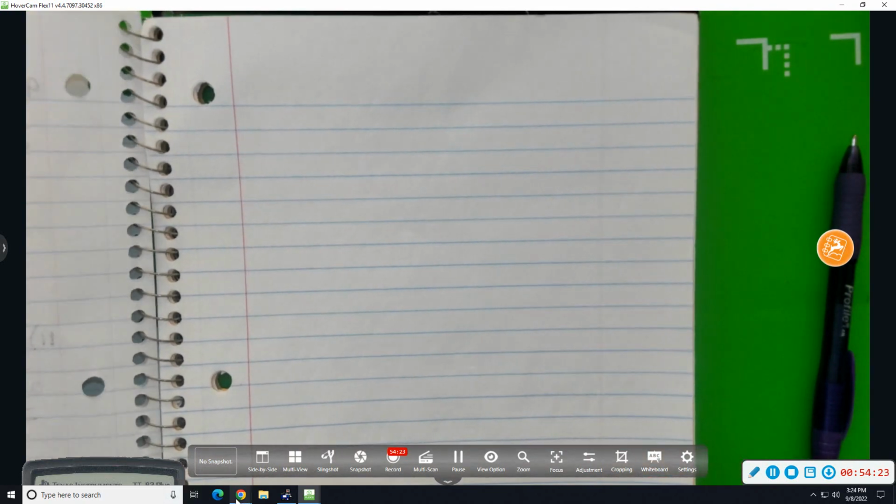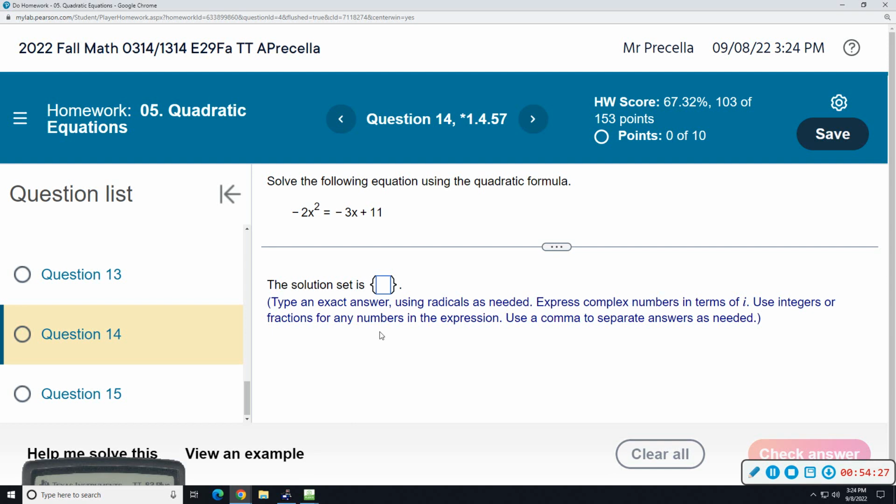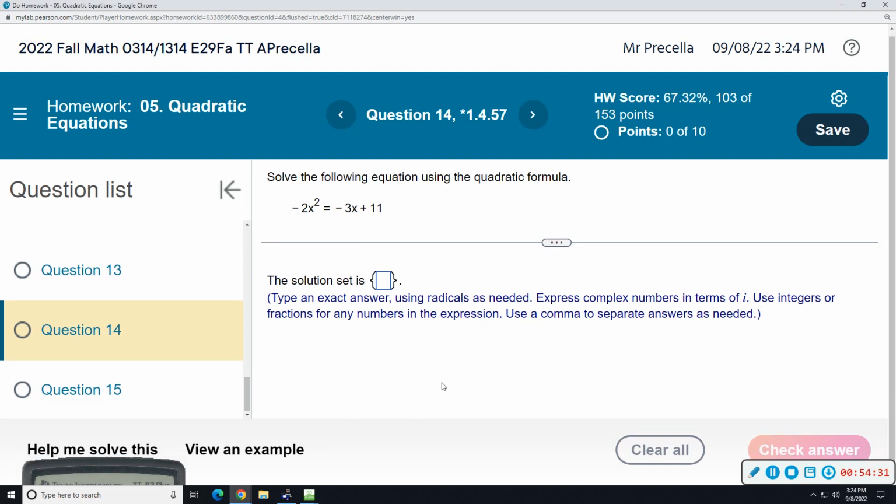Now let's look at number 14. And let me write it down. Negative 2x squared equals negative 3x plus 11.